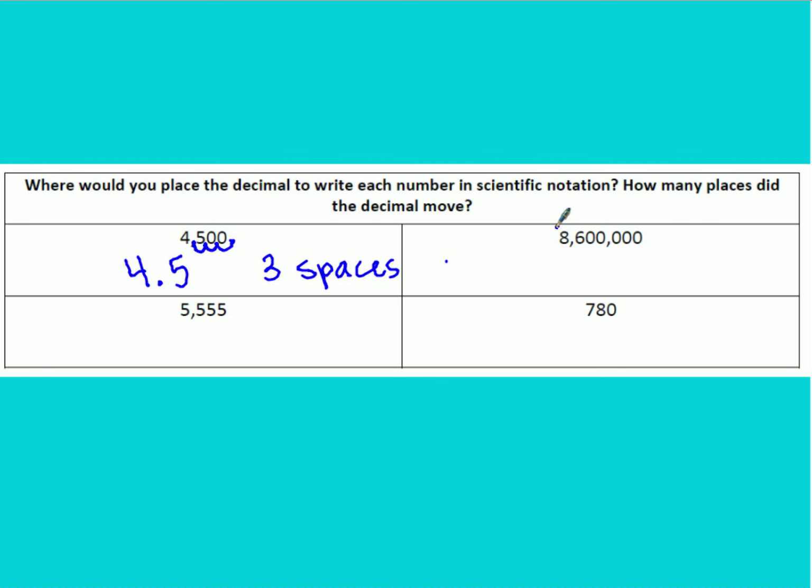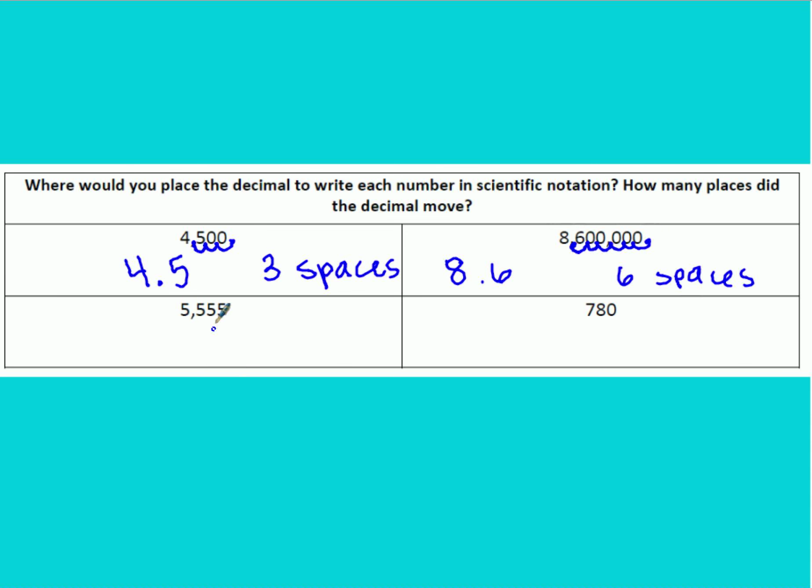In this next example, we have 8,600,000. The first non-zero digit here would be 8, so we're going to put our decimal right after the 8, so we make 8.6. Again, all those zeros at the end, we don't need them. They're not being held in by any other number. To make 8.6, our decimal would go here. In 8,600,000, it would have started here. That's going to mean we had to move it 6 spaces.